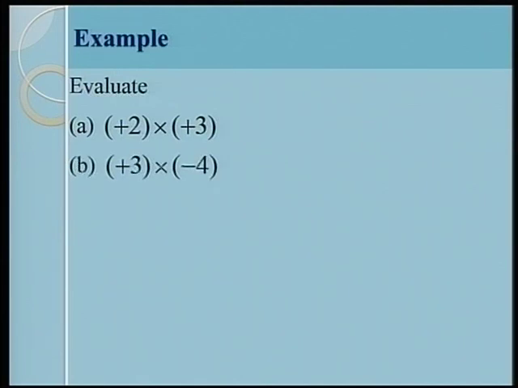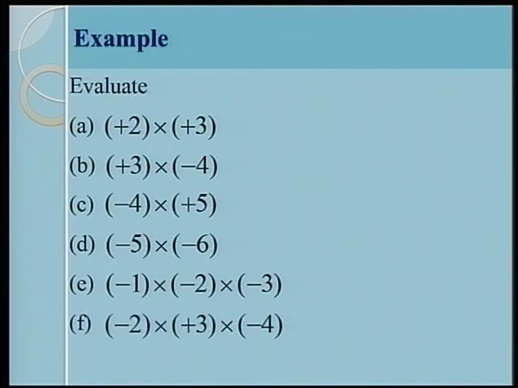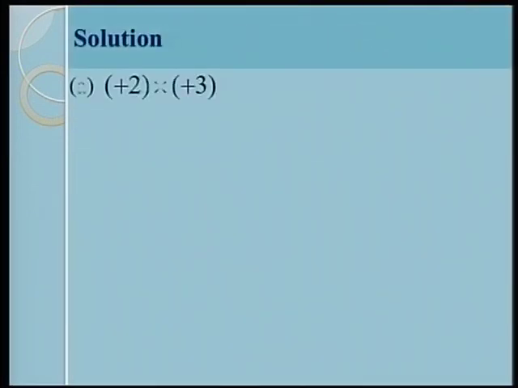Let's look at this example. We need to evaluate positive 2 multiplied by positive 3, positive 3 multiplied by negative 4, negative 4 multiplied by positive 5, negative 5 multiplied by negative 6, negative 1 multiplied by negative 2, and multiplied by negative 3. The last part, negative 2 multiplied by positive 3 multiplied by negative 4. Let's have a look at the solution.